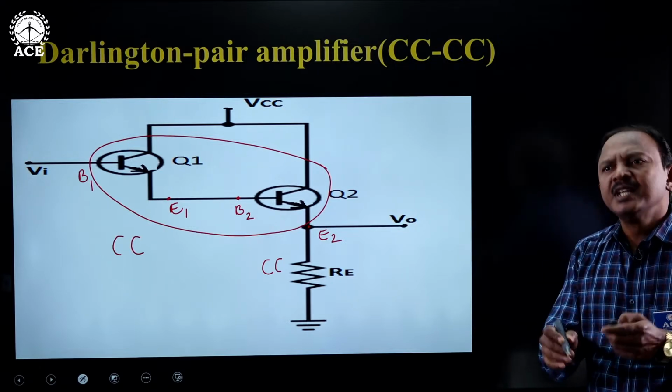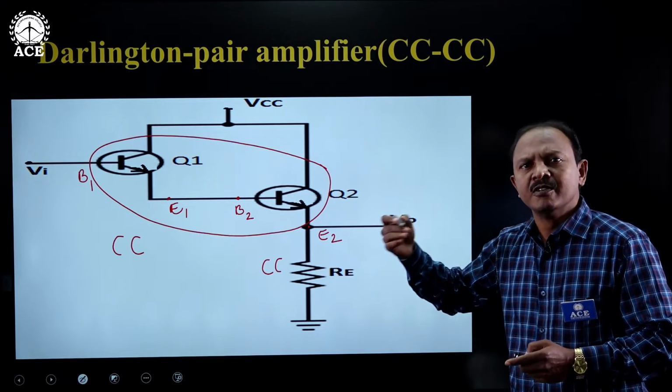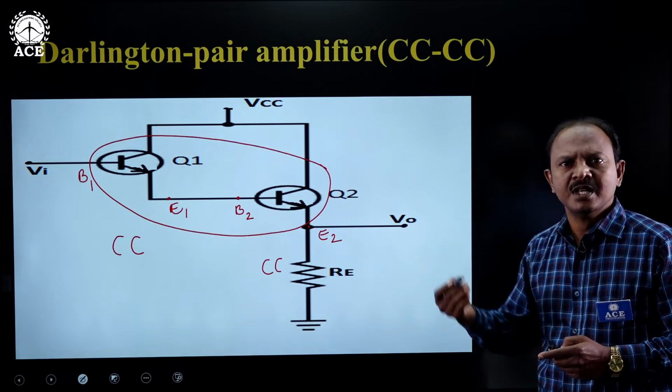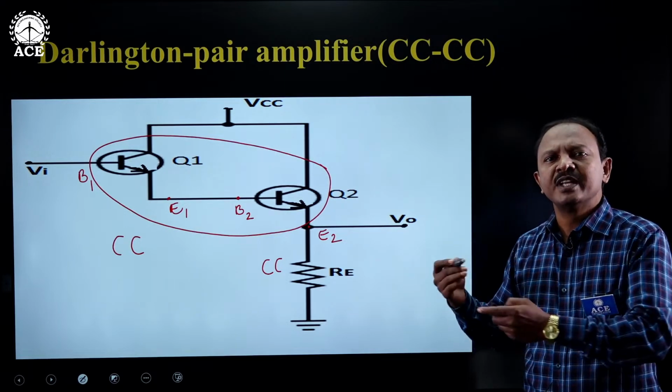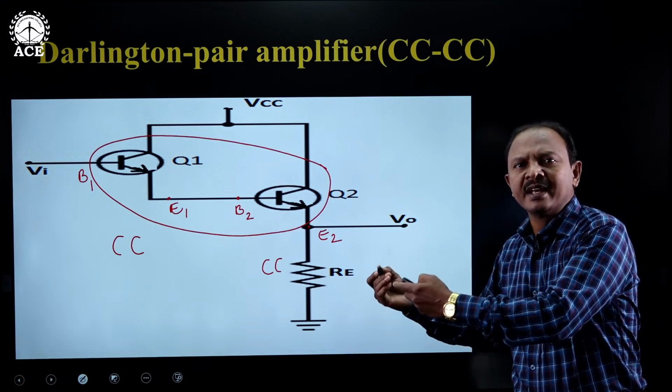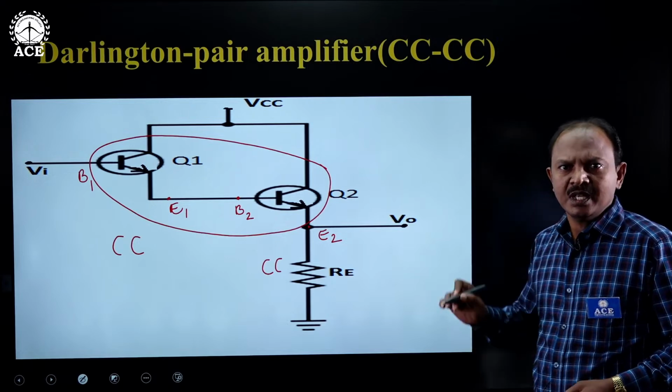Once you prove that, you can simply say that because the Darlington pair amplifier has very high input resistance, very low output resistance, and the voltage gain is near unity, we can use it as a voltage buffer in real-time applications. This is how you need to answer this question.